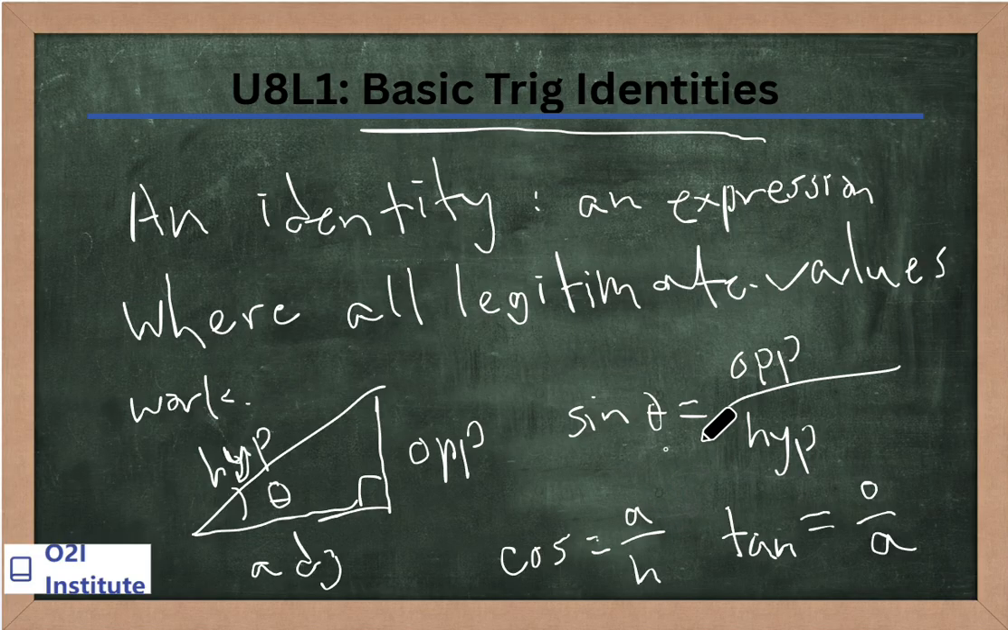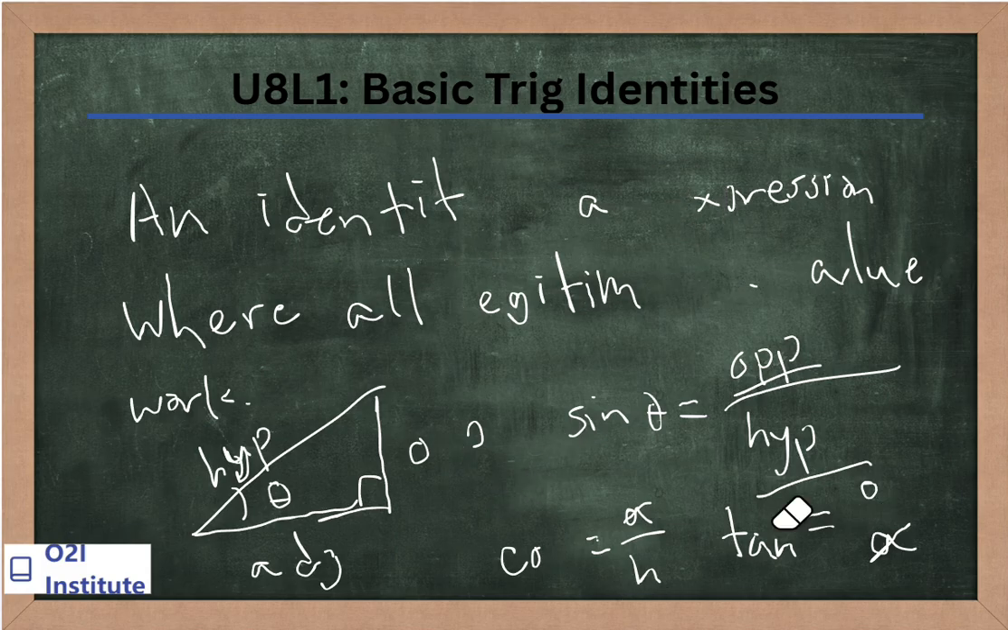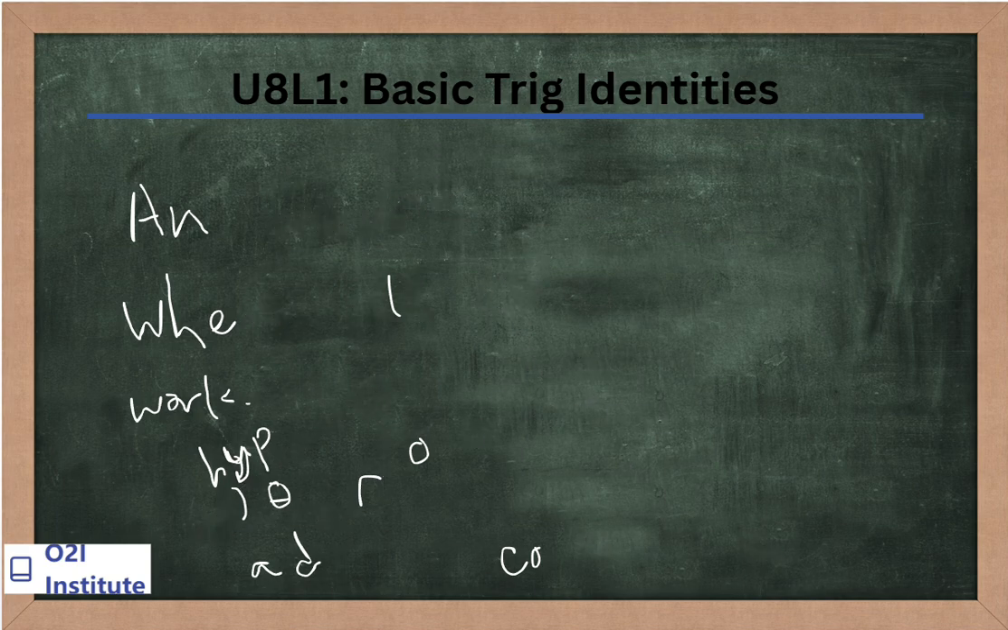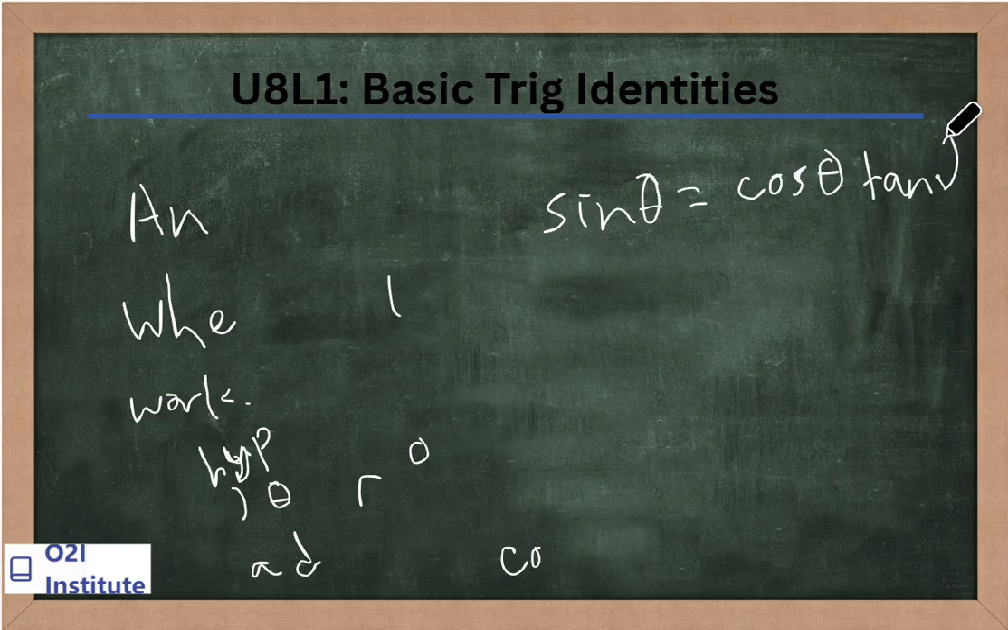Simple SOHCAHTOA stuff. But now let's see. If we multiply cosine with tangent, the adjacents cancel out and we get opposite over hypotenuse. So let me just clear things up a bit. Basically, by multiplying cosine and tangent, we get sine. And this is what an identity is. Theta can be any degree, it doesn't matter. It can be any degree, and this still works.